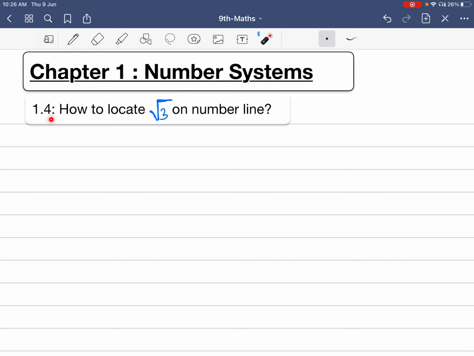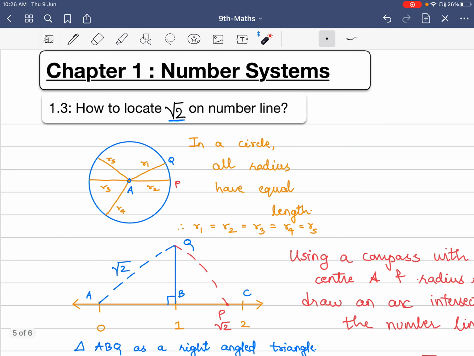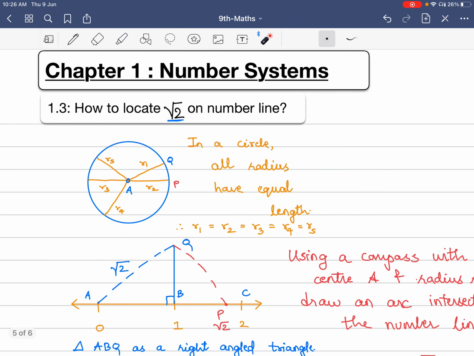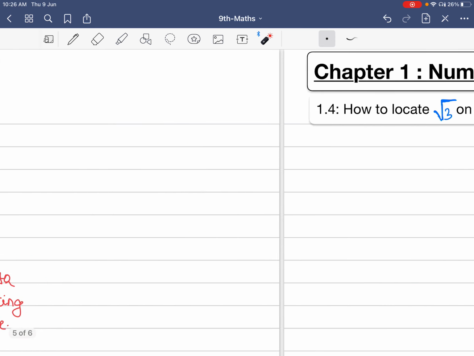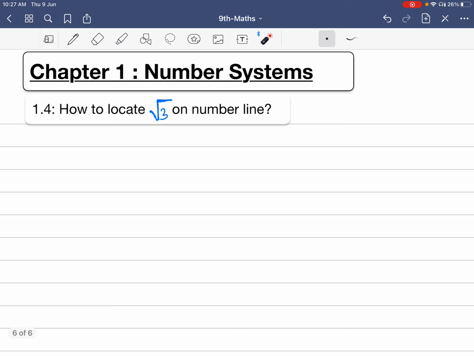So in this video, section 1.4, we are going to solve another problem similar to the previous video, which is how to locate root 3 on the number line. In the previous video, we saw how to locate root 2 on the number line. Now we are going to see how to locate root 3. The process is exactly the same. We use the Pythagoras theorem to find a right angle triangle with a side of length under root of 3. So let's begin.